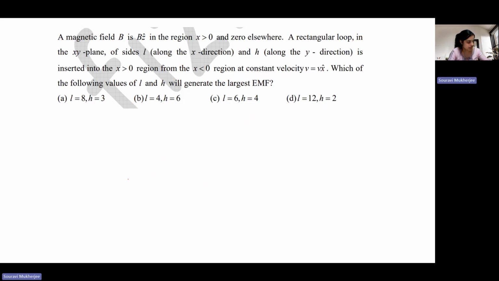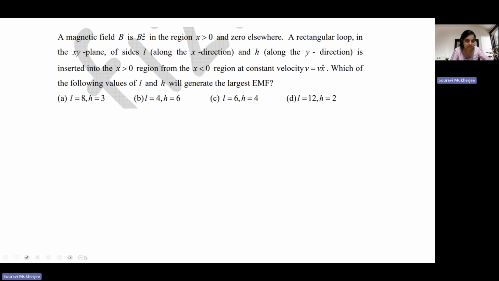Now there can also be questions like this. Here it says that you have a magnetic field Bz in a region x greater than 0 and 0 everywhere else. Now a rectangular loop in the xy plane of sides L and H is given. So you know the dimensions of your loop, and it is inserted into the x greater than 0 region from the x less than 0 region. So basically you are moving towards the magnetic field region.